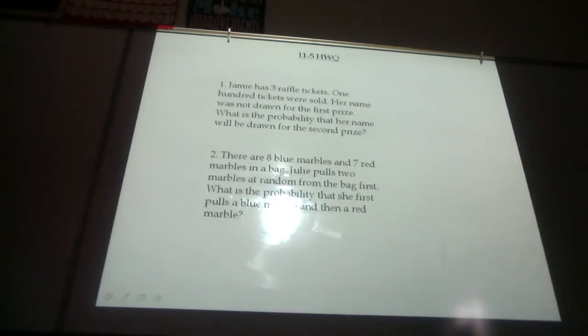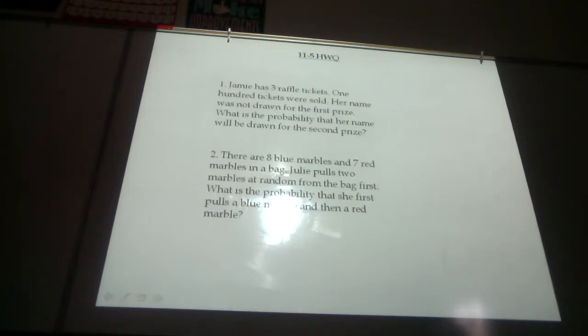All right. Question 2 says there are 8 marbles that are blue and 7 red marbles in a bag. Julia pulls 2 marbles at random from the bag first. What's the probability that she first pulls a blue marble and then a red marble?